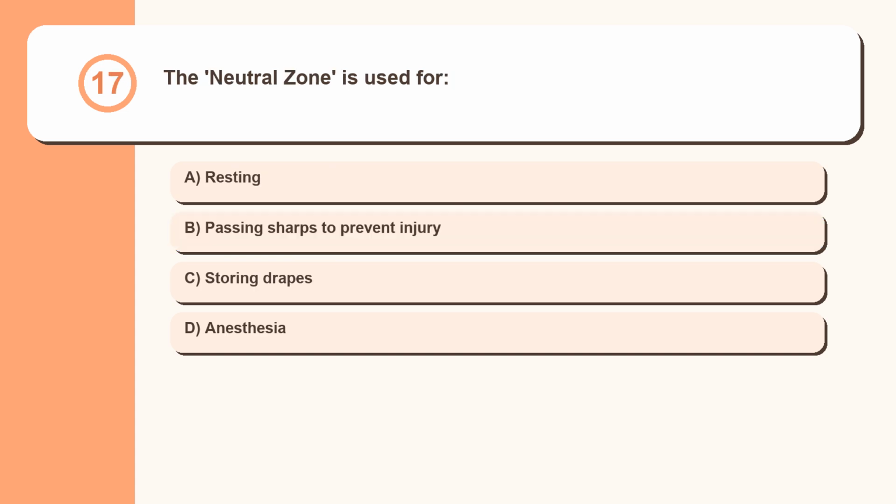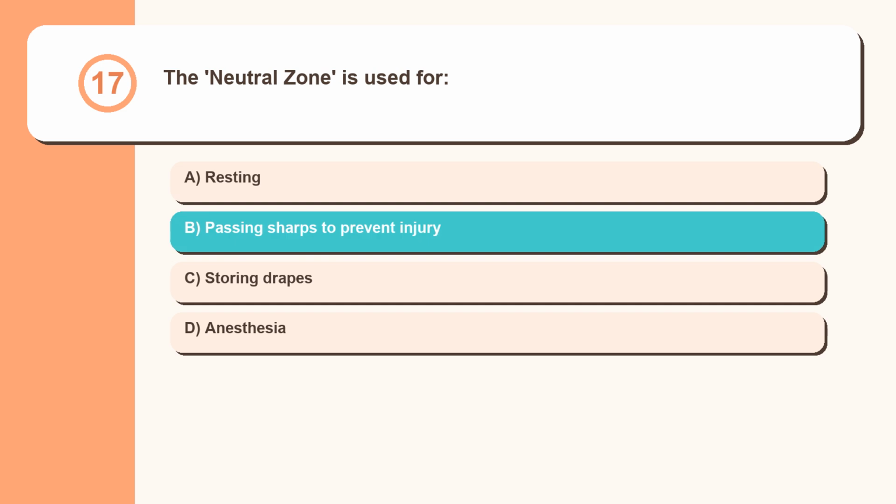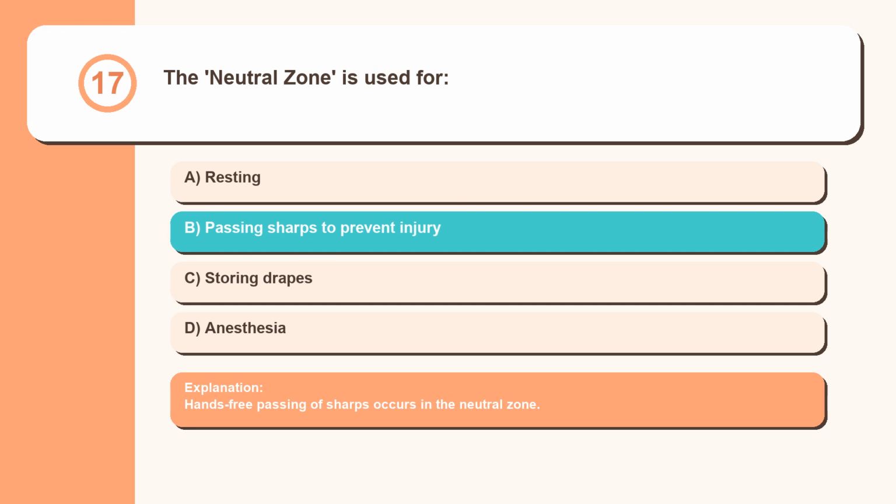Question 17. The neutral zone is used for resting, passing sharps to prevent injury, storing drapes, anesthesia. Hands-free passing of sharps occurs in the neutral zone.